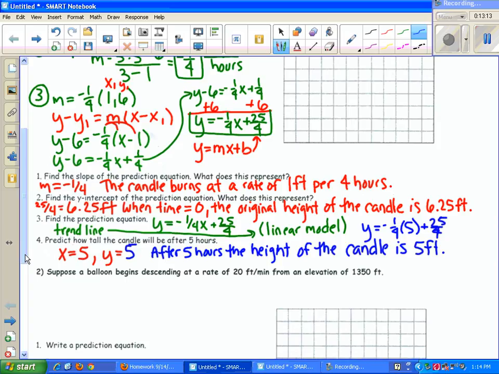And that makes sense because if you think about it, remember we said the rate of our candle was burning at a rate of 1 foot per every 4 hours. So if our candle starts at a height of 6.25 feet, and after 5 hours the height of the candle is 5 feet. So now that I have all of this information, I'm going to use this in order to help me graph it.